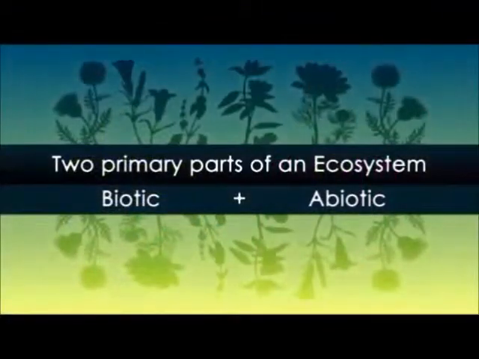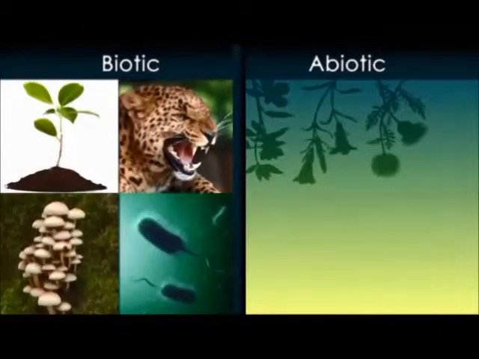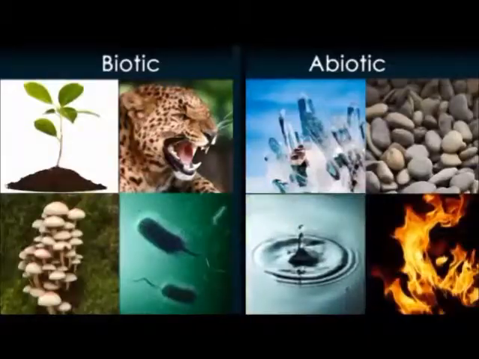There are two primary parts of an ecosystem. The biotic part is made of all the living things like plants and animals, fungi and bacteria and viruses. The abiotic part is made up of non-living things like rocks and minerals, water and energy.